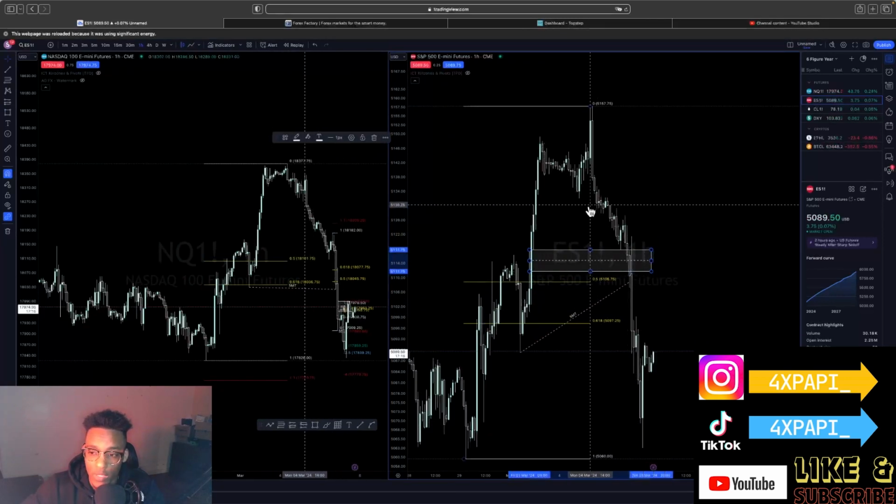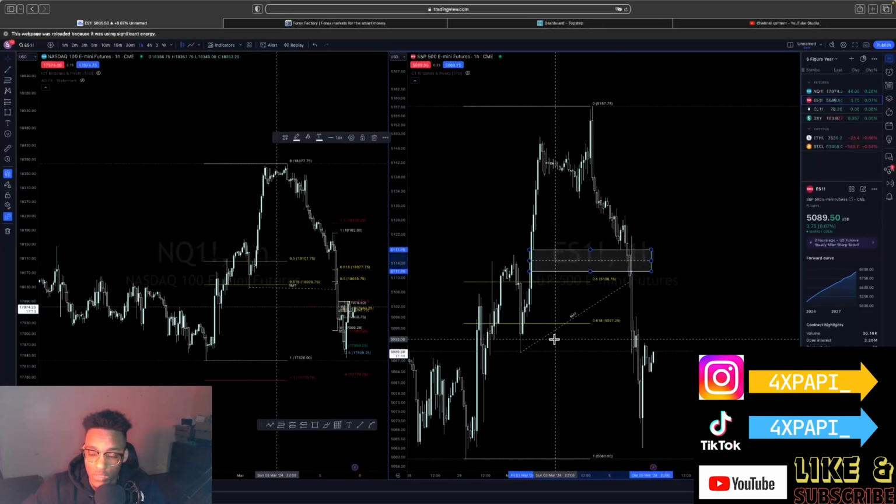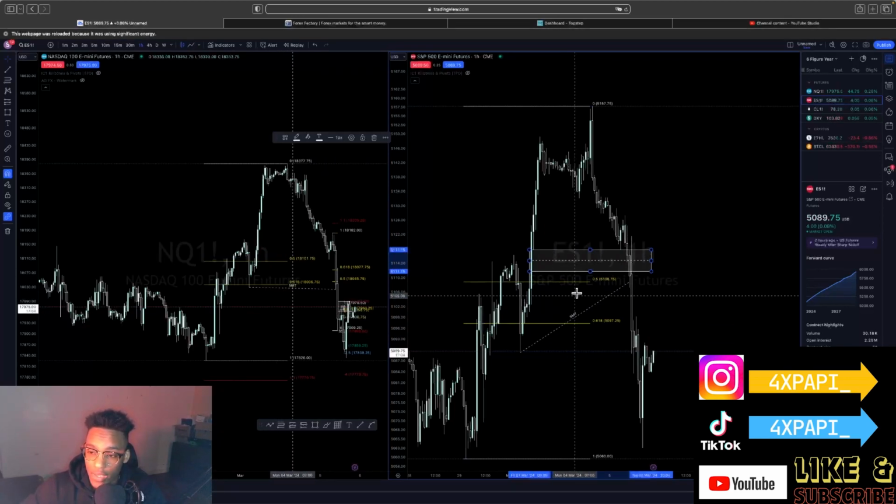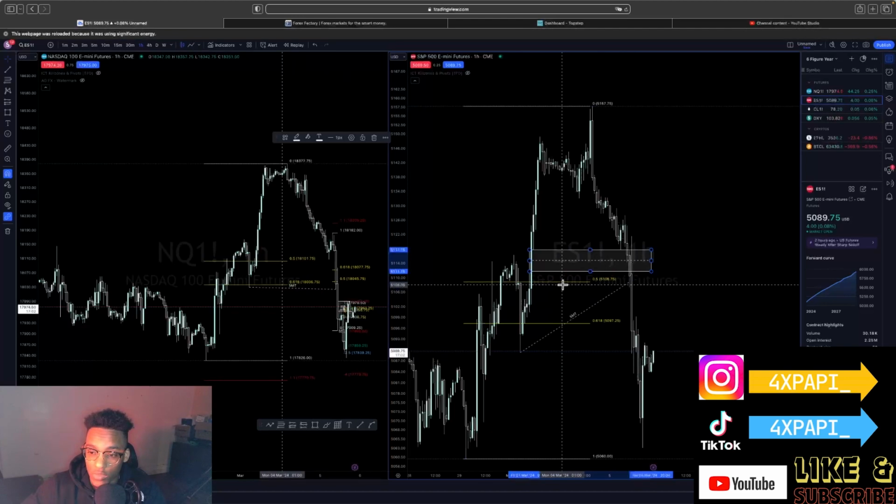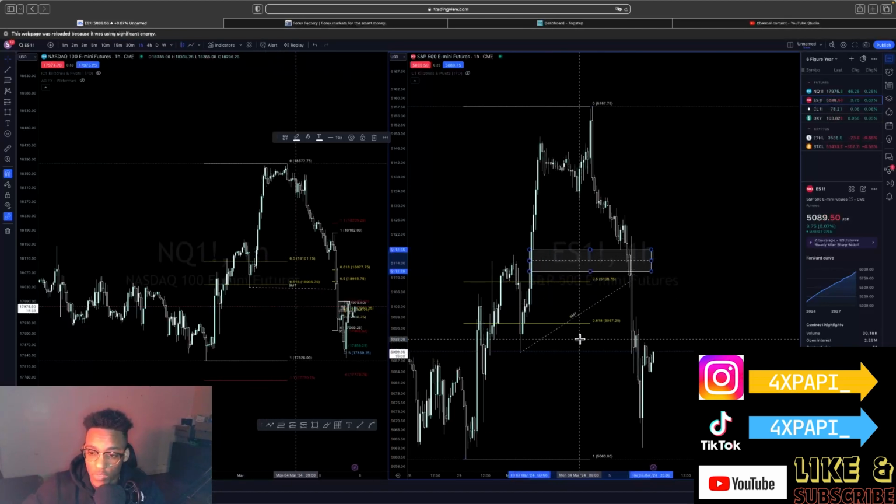So we were just waiting for price to return back to equilibrium, because that's one of the things that price will do. Rebalance the inefficiencies, rebalance the equilibrium, generate liquidity and hunt liquidity, and we were rebalancing the equilibrium here. And to my knowledge at the time, we were rebalancing back to this fair value gap.